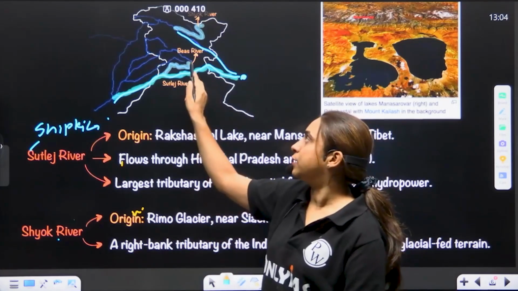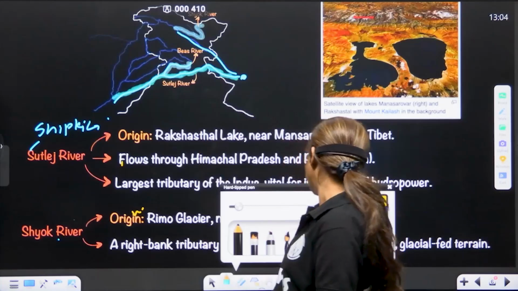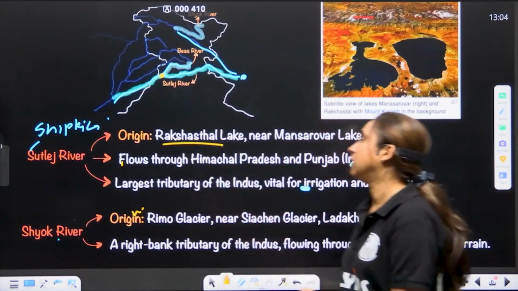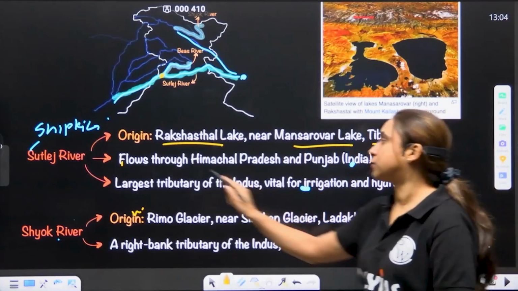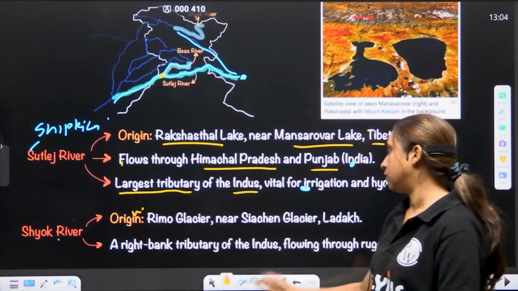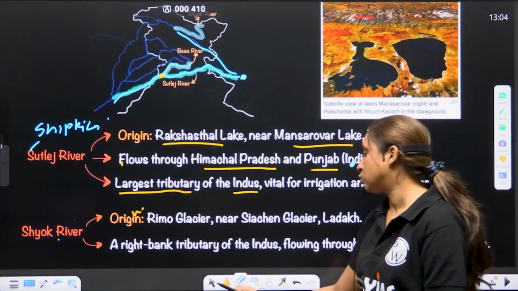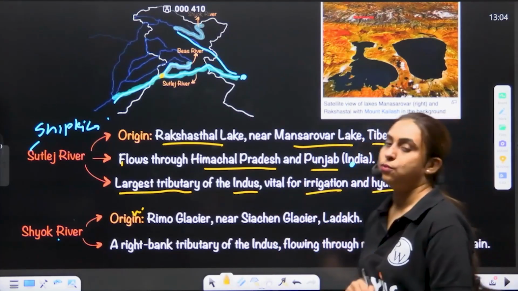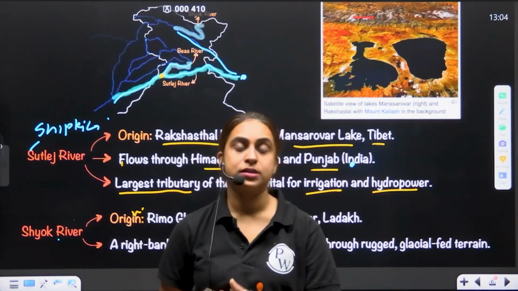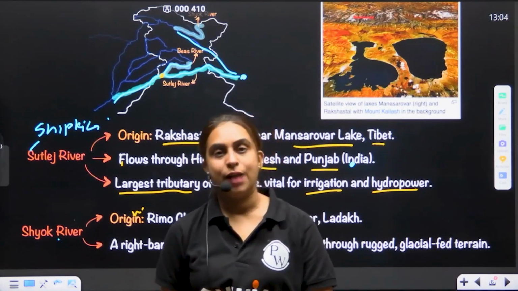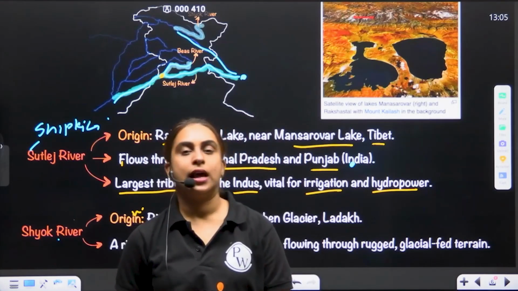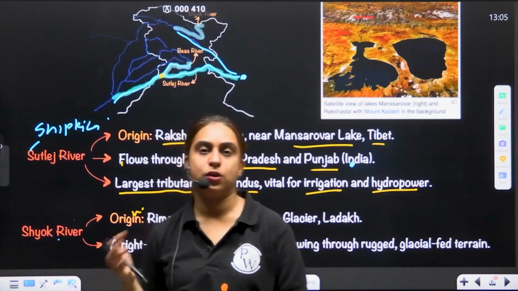It moves, and it is joined by Beas. On the Sutlej, you have Harike wetland. So what is the origin? Rakshastal lake near Mansarovar lake in Tibet. It is flowing through Himachal Pradesh and Punjab in India. It is the largest tributary of the Indus. It is also important for irrigation and hydropower. It is coming through Shipkila Pass. Sutlej has important dams, Bhakra Nangal Dam being one of them, and it meets Beas and forms Harike wetland. So that's your Sutlej river.